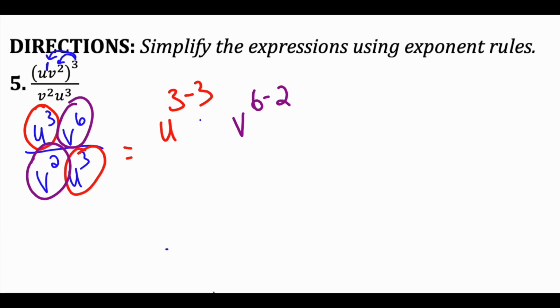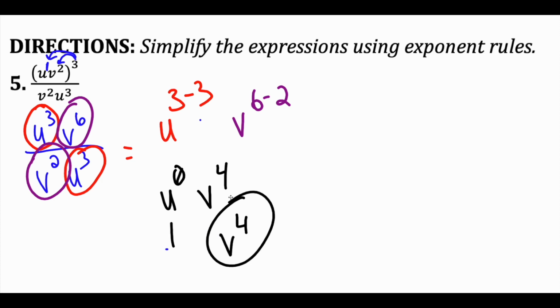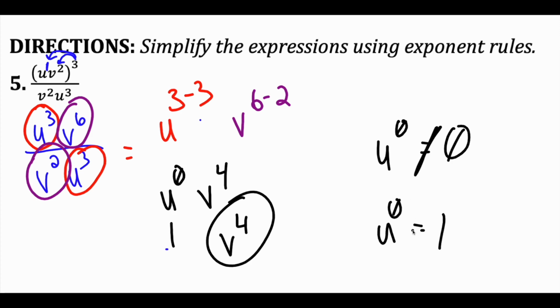So then if we remember back, u to the 0, anytime we have a power of 0, this is equal to 1. Okay, it's not 0, it's 1. So u to the 0 is 1. We have v to the 6 minus 2 is 4. So 1 times v to the 4th just gives me v to the 4th for my final answer there. Common mistake that people want to say is that anything to the 0 power is 0, but that is false. Anything raised to the 0 power is always equal to 1, so just keep that in mind.